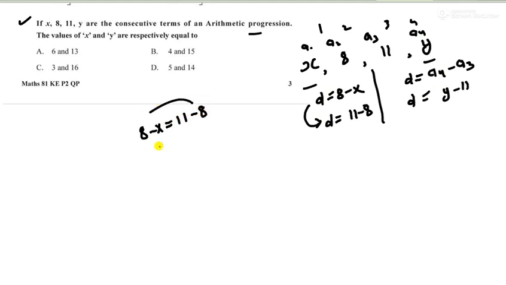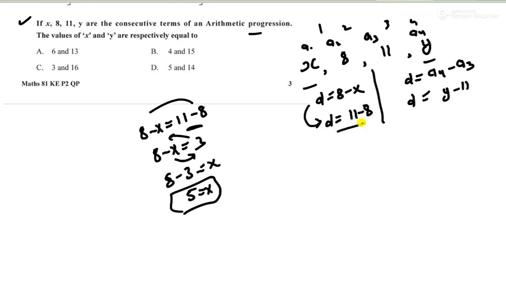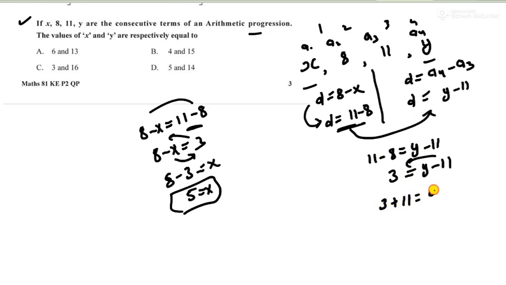So bring all the numbers to one side. First solve it. 8 minus x is equal to 11 minus 8, which is 3. So 8, if you bring to this side, becomes minus 3, and this comes to RHS becomes plus x. So this is 5. The value of x is 5. Now compare this same with this one. So 11 minus 8 is equal to y minus 11. So here once again this is 3, this is y minus 11. Bring this 11 to LHS. So 3 plus 11 is equal to y. So y is how much? 14. So x is 5, y is 14.